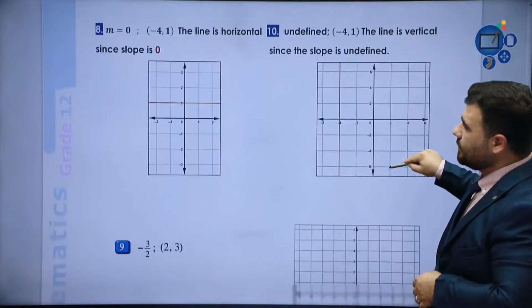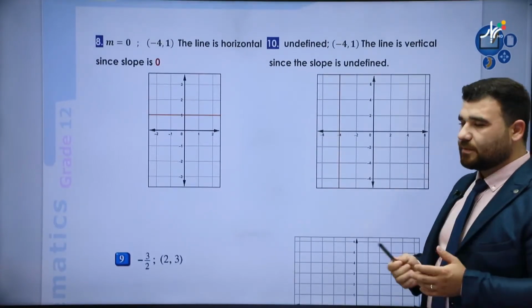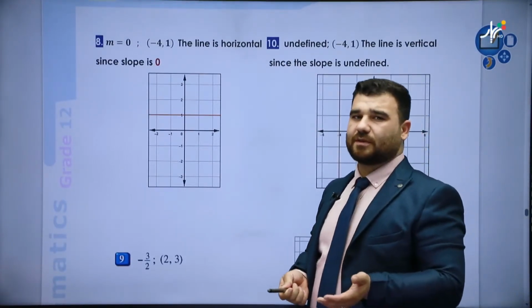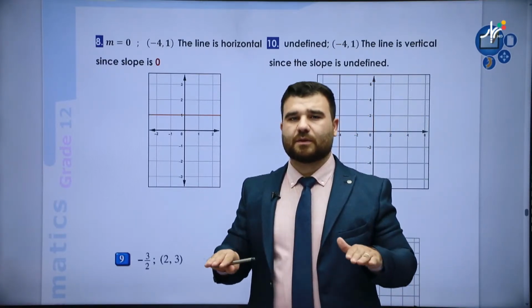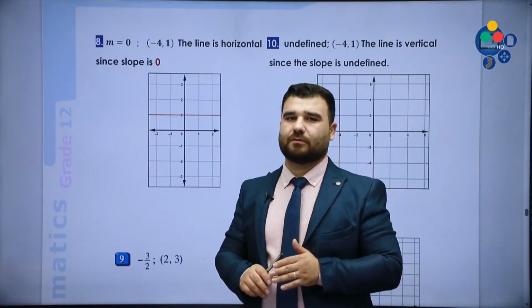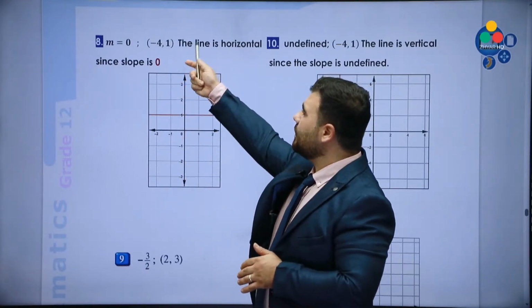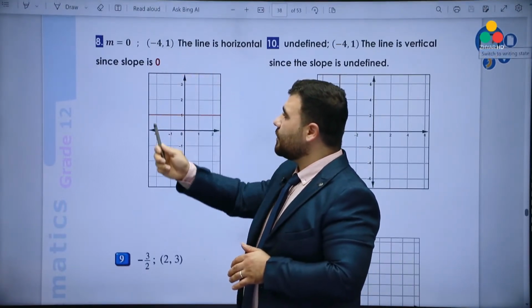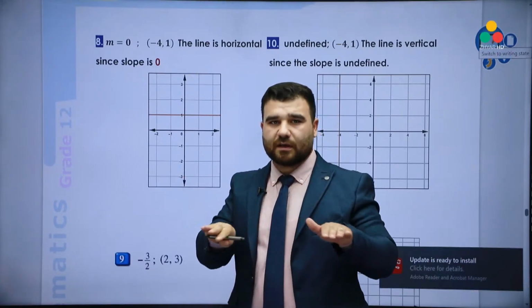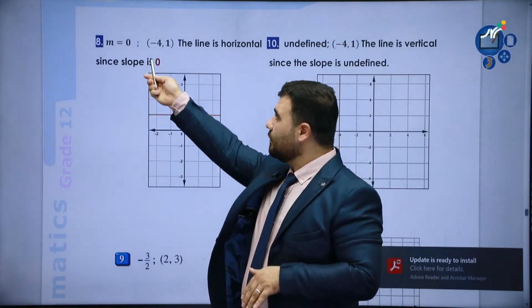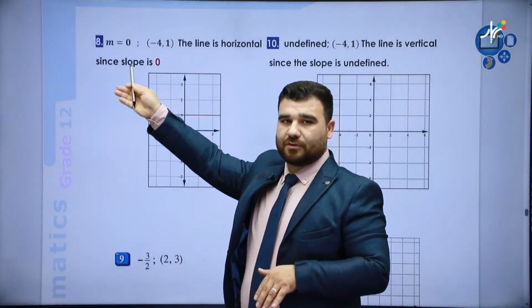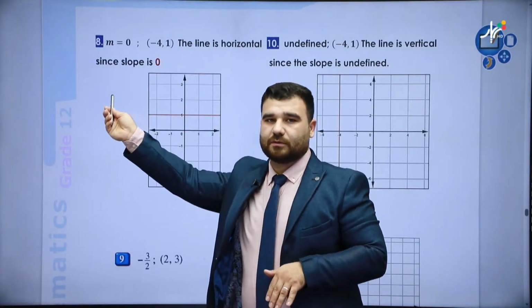We did this. Now let's do question 8. Slope is 0. When slope is 0, the line is horizontal. When the line is horizontal, what matters is only the y value. In this point, the y value is 1. Then we are dealing with a horizontal straight line that passes through 1 on the y-axis. This is it. For such questions, we don't need an extra point in order to be able to draw.